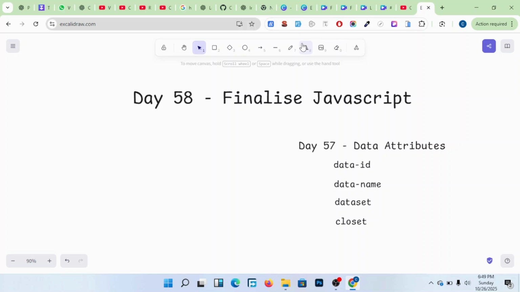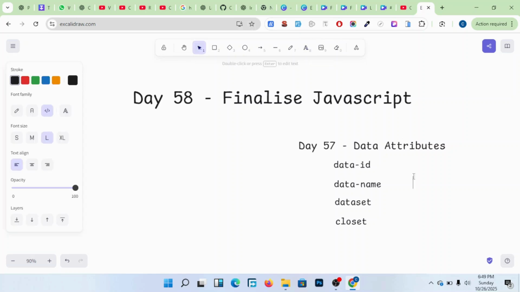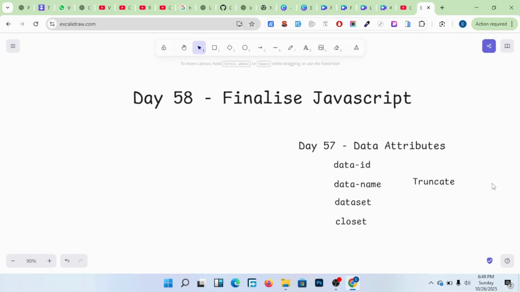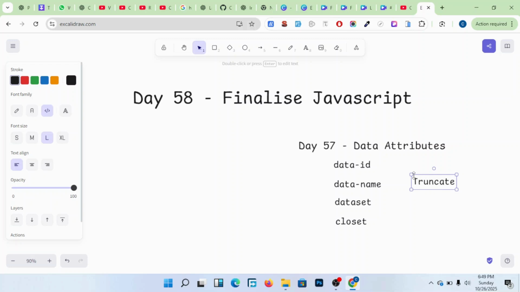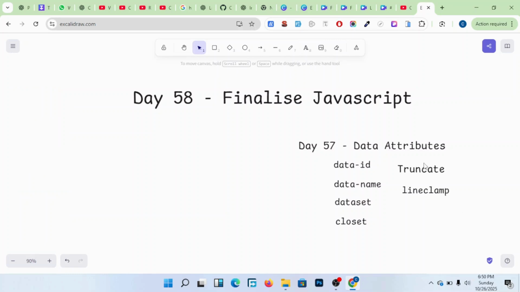We also looked at another concept, truncate, where we shorten our paragraphs or our descriptions. We looked at another concept, the line clamp, yesterday. So all these concepts here, we are putting them into action.